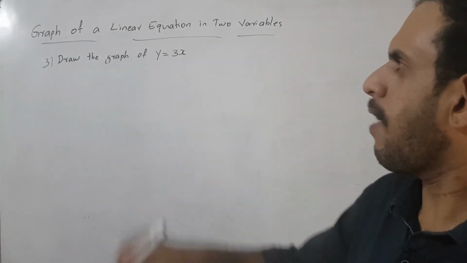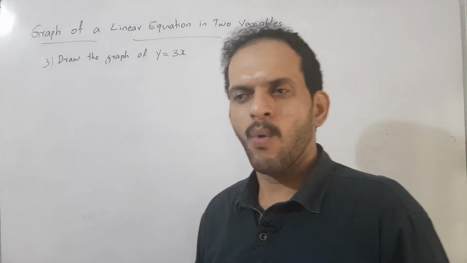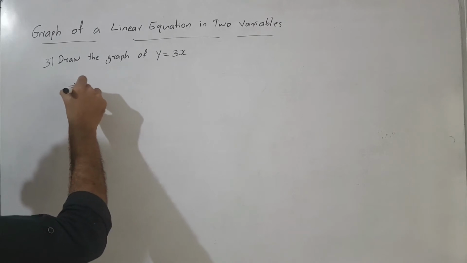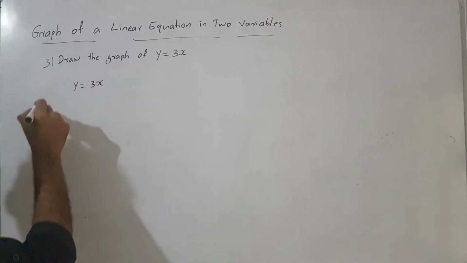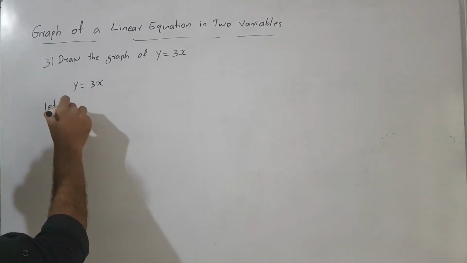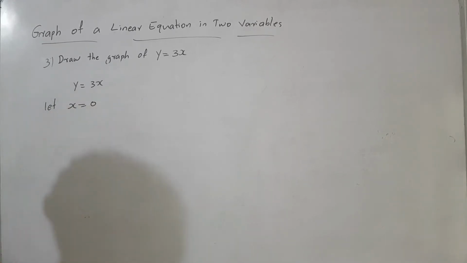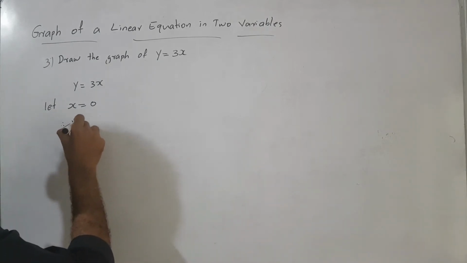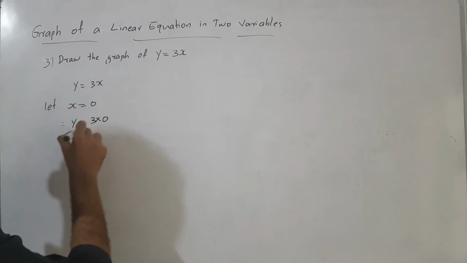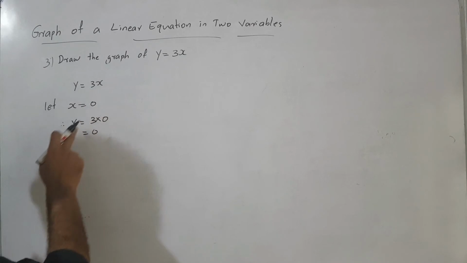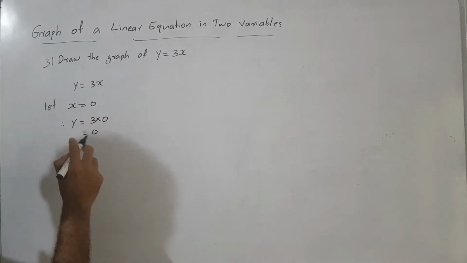The equation is y is equal to 3x. Then as usual, how do we start? We take the equation first, y is equal to 3x. Then after that we choose the value of x or y. Here I am choosing the value of x is equal to 0. So x is equal to 0. Therefore, y is equal to 3 into 0. What is 3 into 0? That is 0. So if x is equal to 0, y is also 0, correct?